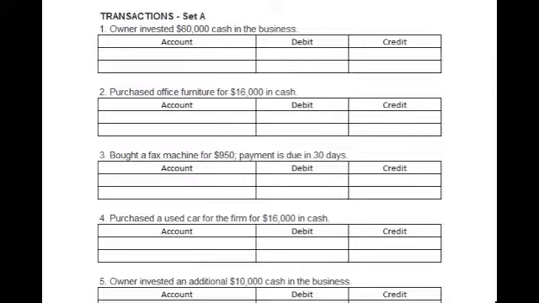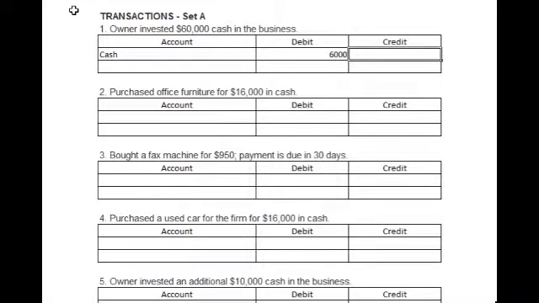So let's take a look at the first transaction. Number 1 states owner invested $60,000 cash in the business. So from the perspective of the business, what happened was the business received cash from the owner, $60,000. Since cash belongs to asset account, as we learned, asset account is normal on debit side, meaning when the balance goes up, we put it on the debit side. So we'll put $60,000 here.